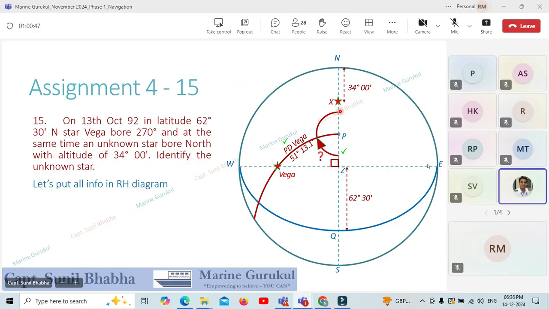Now the LHA of star X, if you look carefully, the star X is on my inferior meridian. It is on the other side of the pole. P to N is the inferior meridian of the observer. So anybody on the inferior meridian, its LHA is 180 degrees. So LHA of the unknown star is 180 and the LHA of Vega has been found.